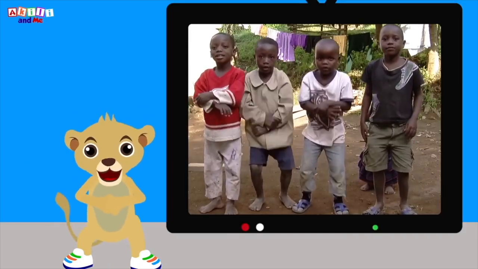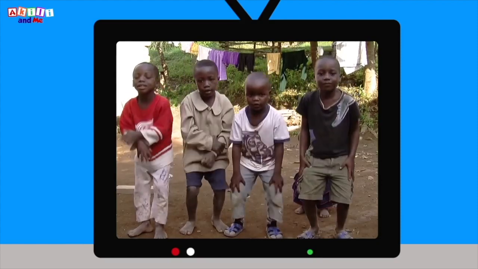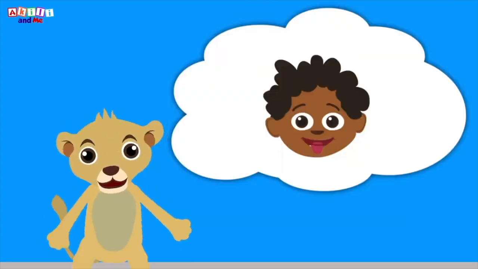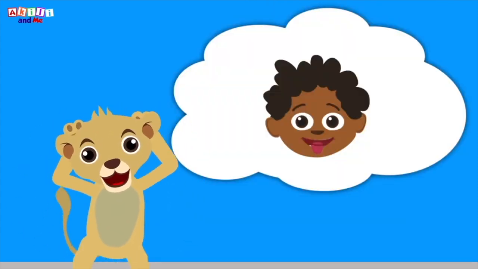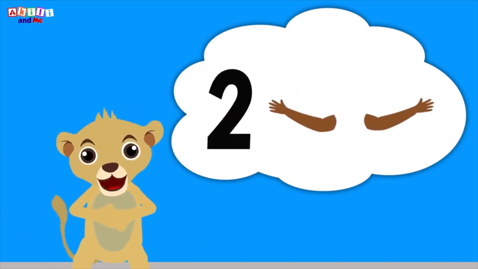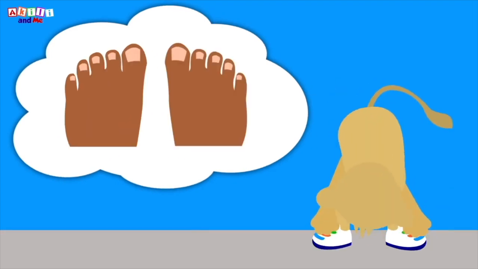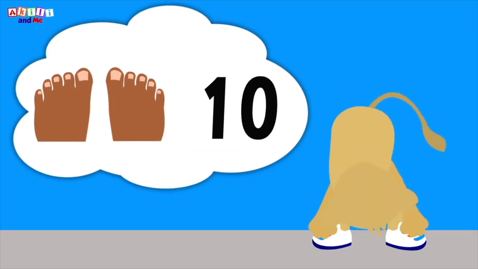Touch your arms, touch your arms, touch your legs, touch your legs. Touch your arms, touch your arms, touch your legs, touch your legs. When I say touch your head, touch your head. When I say touch your arms, touch your arms. When I say touch your legs, touch your legs. When I say touch your toes, touch your toes.